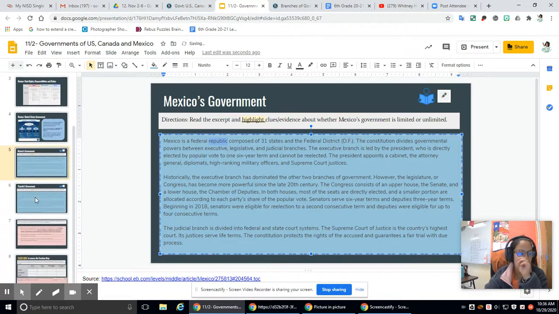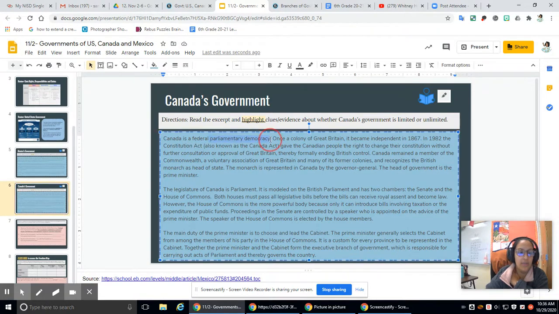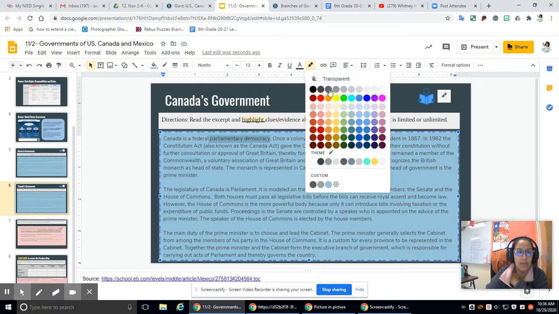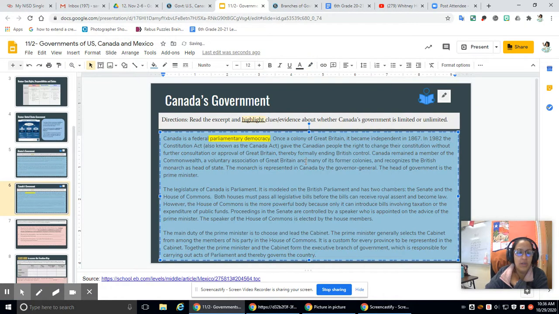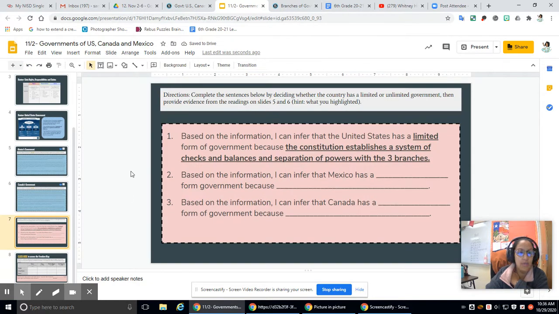All right. Then you're going to read about Canada's government, and you're going to do the same thing. Canada is a federal parliamentary democracy. Parliamentary democracy is one of our vocabulary words. Once a colony of Great Britain, it became independent in 1867. In 1982, the Constitution Act, there's Constitution again, and then you're going to keep reading the rest of this excerpt. Once you've read both excerpts, you're going to answer the following questions.